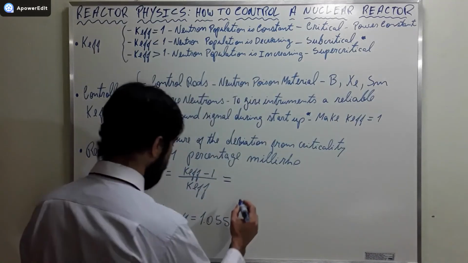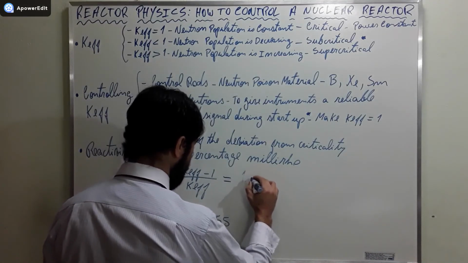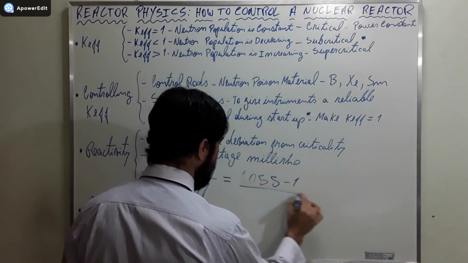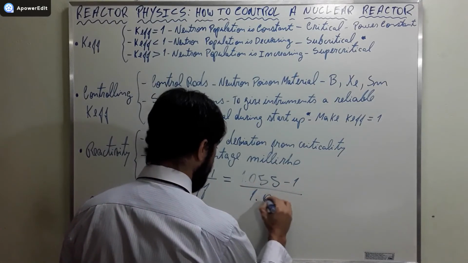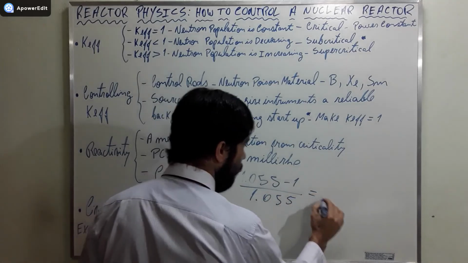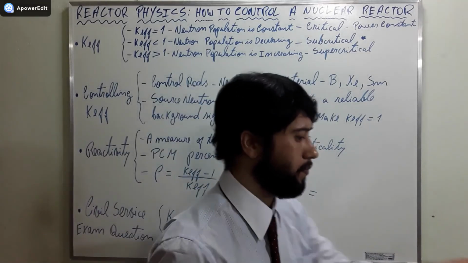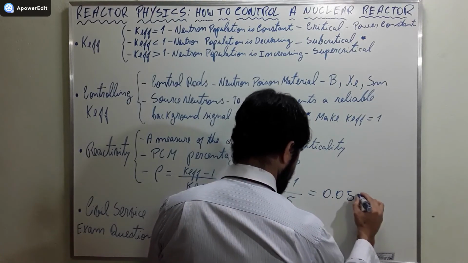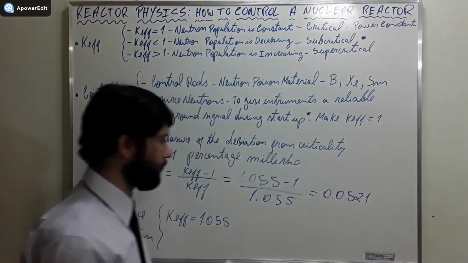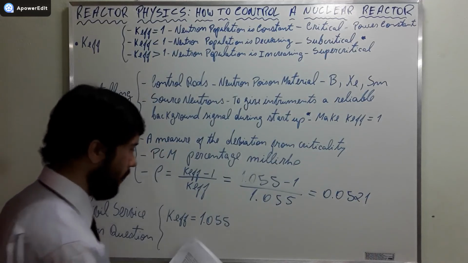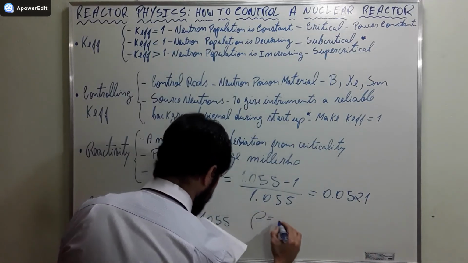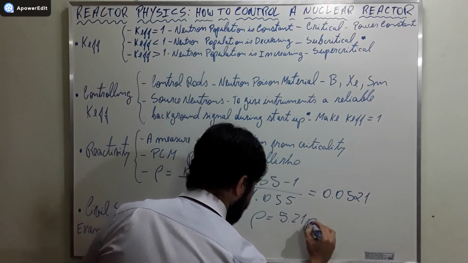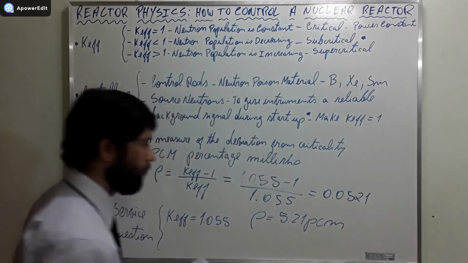It is going to be 1.055 minus 1, divided by 1.055, which is 0.0521. Or in pcm, rho is equal to 5.21 pcm.